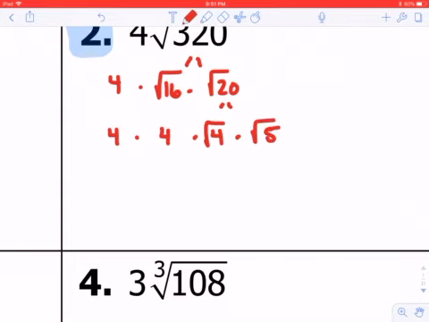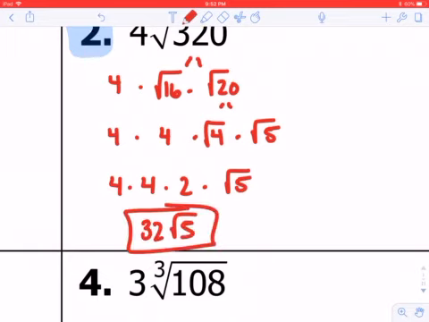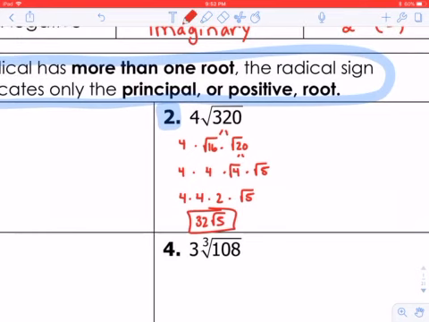And again, I did that because 4 is a perfect square, so I wasn't done yet. So I was able now to write this as 4 times the square root of 4, which is 2, times the square root of 5. So 4 times 4 is 16. 16 times 2 is 32. So I get 32 square root of 5, and that's going to be my final answer. Okay, so that's number 2.